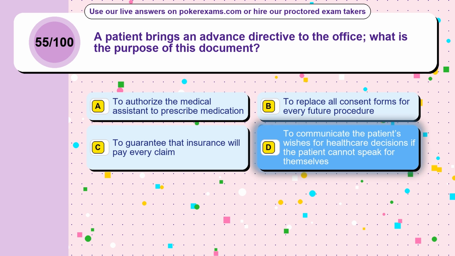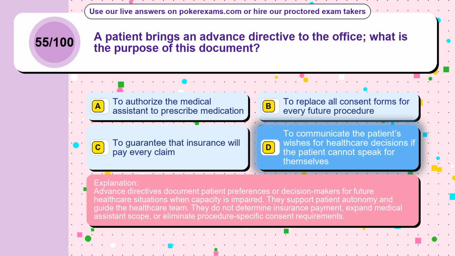The correct answer is option D. To communicate the patient's wishes for healthcare decisions if the patient cannot speak for themselves. Advanced directives document patient preferences or decision makers for future healthcare situations when capacity is impaired. They support patient autonomy and guide the healthcare team. They do not determine insurance payment, expand medical assistant scope, or eliminate procedure-specific consent requirements.